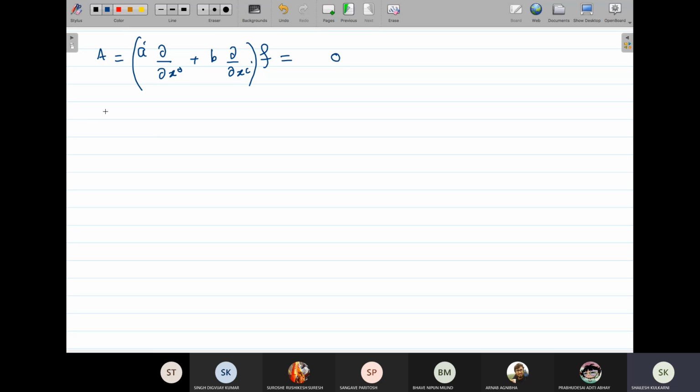Okay. What about this term? Suppose I construct a term like this, A times del del x0 plus this plus B times this. Will it transform in a covariant way?